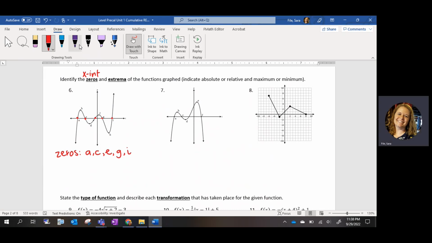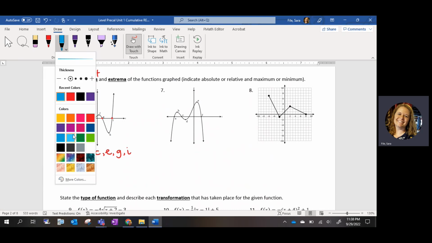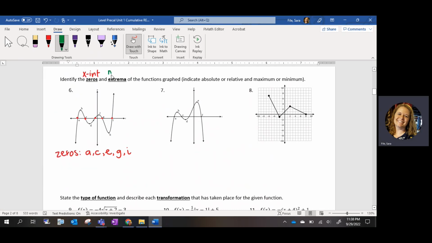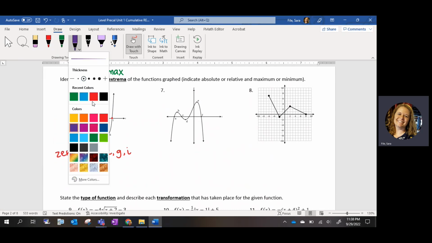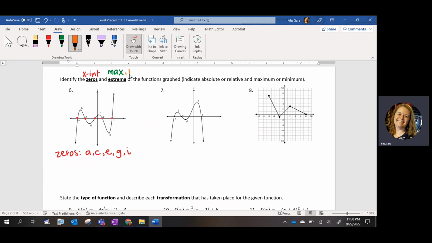Okay, and then extrema, remember extrema are maximums and minimums. So I'm going to use two colors. I'm going to use green for max. Oh, I should have used red for minimum. I guess I'll use a different color since I already used red. We'll use orange. Max and min, that's extrema.